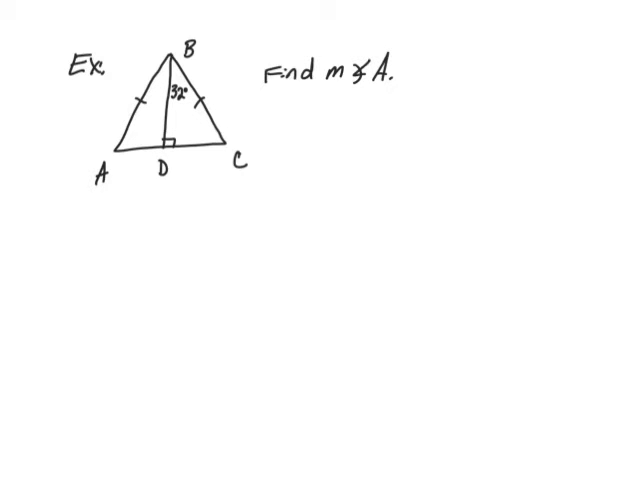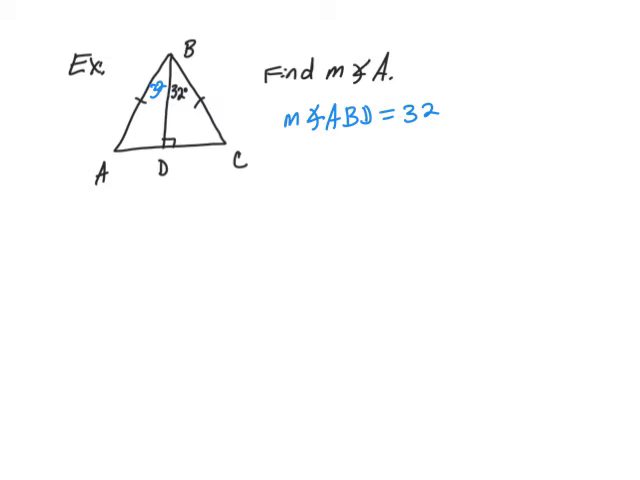Well, first I have to find the full vertex angle. And since BD is 32, I know that the measure of angle ABD is 32, because I have the perpendicular bisector, therefore it bisects the vertex angle. Okay, so I have, this is 32.